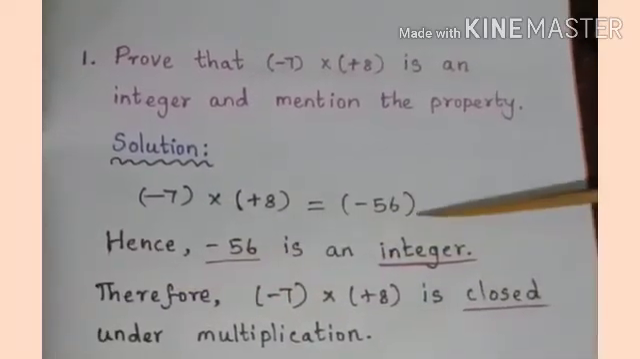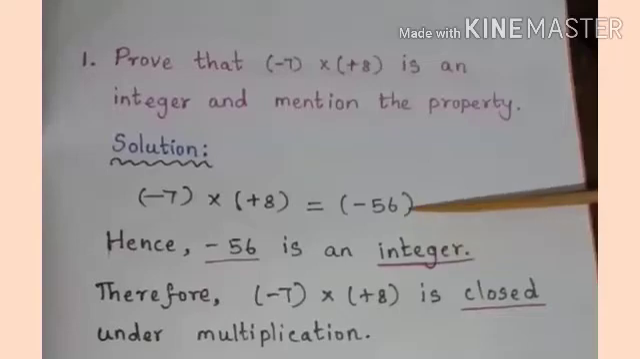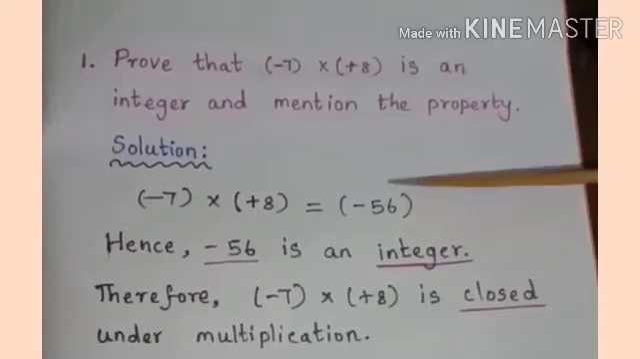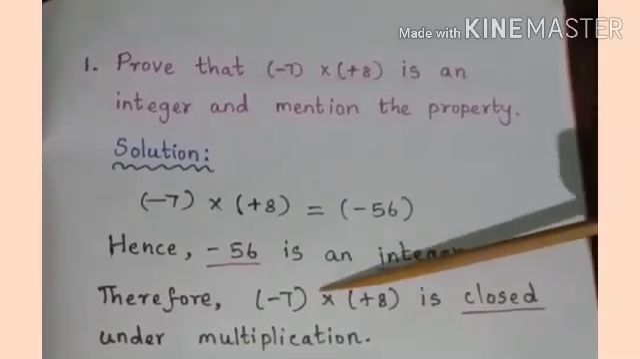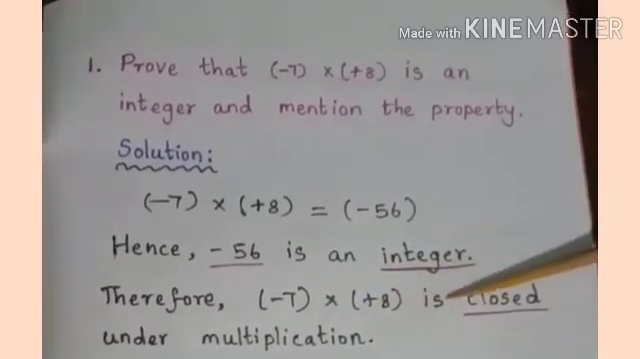What is minus 56? Yes, it is an integer. Therefore, minus 7 into plus 8 is closed under multiplication.